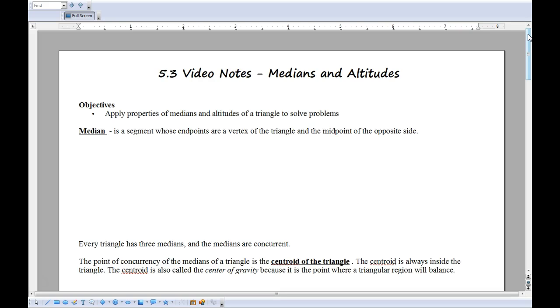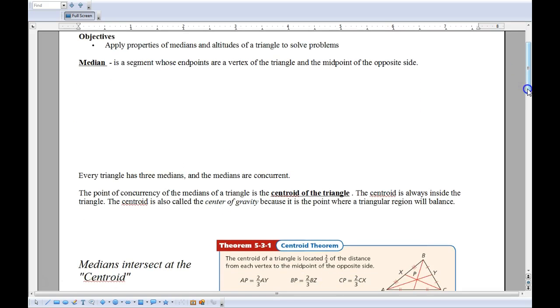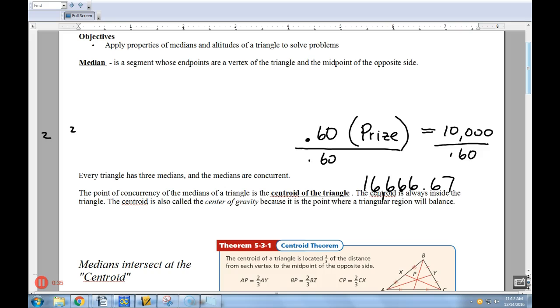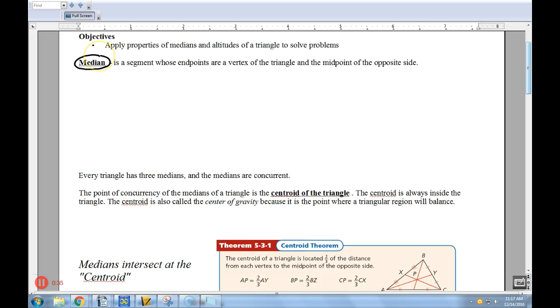We have medians and altitudes. So basically a median, and we start off by defining it right here. A median is a segment whose endpoints are a vertex of the triangle and the midpoint of the opposite side. So for instance, if we have this triangle here and I want to draw a median, I have to start at a vertex, and then I need to travel to the middle of the other side. So I find this midpoint and I mark it to show that it's in the middle, and this would be considered a median.